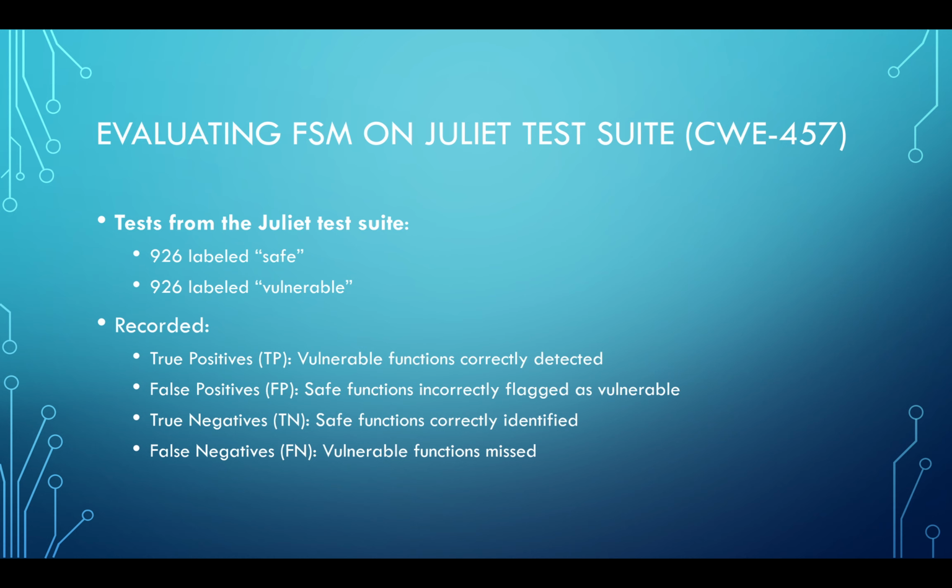Evaluating the finite state machine on the Juliet Test Suite, we have a total of 926 safe functions and 926 vulnerable samples to test with. We're going to define some values. These should be familiar to anyone who has done any kind of statistical analysis or large-scale testing, but it's important that we define these terms here. True positives are vulnerable functions that are correctly detected as vulnerable. False positives are safe functions incorrectly flagged as vulnerable. True negatives are safe functions correctly identified as safe. And false negatives are vulnerable functions that are missed.